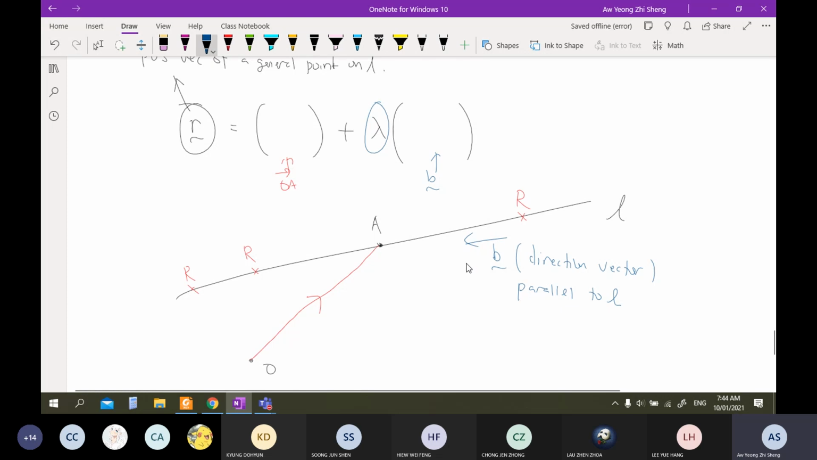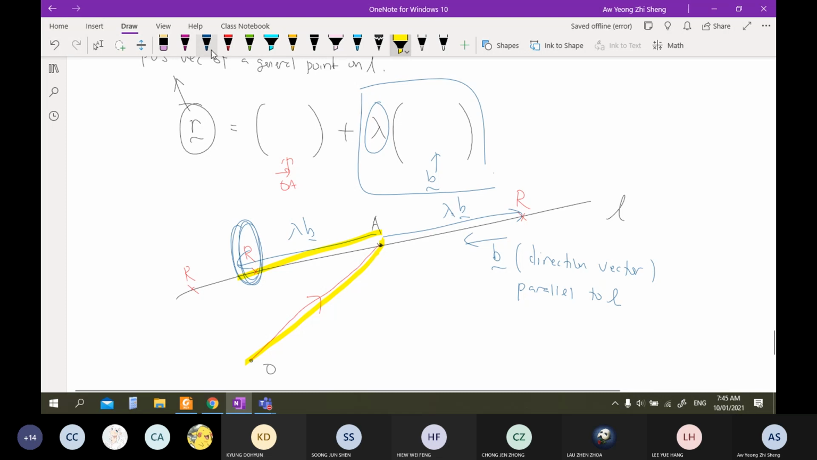It allows you to modify the length of b. Lambda times b means that b can be lengthened or shortened, or even have its direction changed to become the opposite direction. So once you have lambda b here, it will enable you to reach R by selecting a suitable value of lambda. For example, if I want to reach this particular R, I just need to take the path OA followed by lambda b. So this is the idea of vector equation. It wants to lead you to a point on the line by taking you to another point on the line first, followed by traveling in a direction parallel to the line. So if your R is up there, then it will lead you OA followed by this AR.